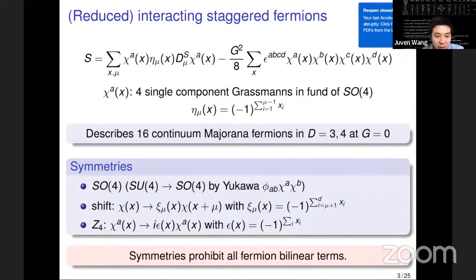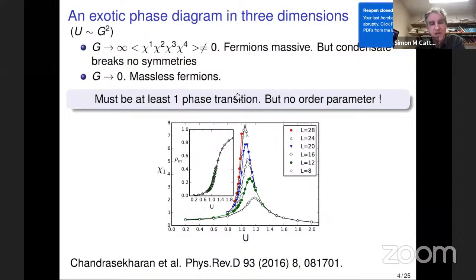Thanks. Okay, so here's the phase structure that was puzzling that we observed back in 2015. It's very easy to see that if I take G to infinity, I can do a strong coupling expansion. I can show there's a four fermion condensate that forms, perhaps not surprisingly.